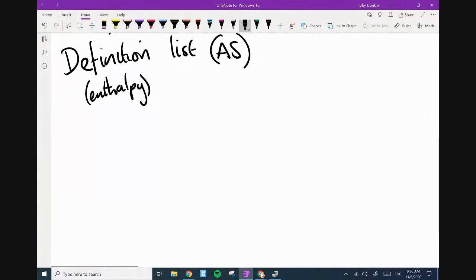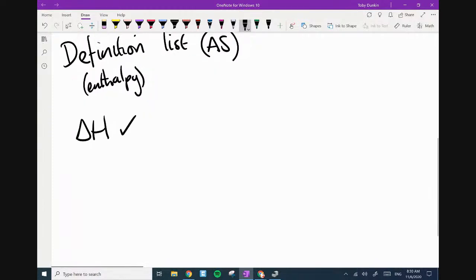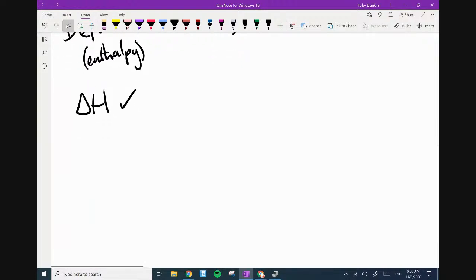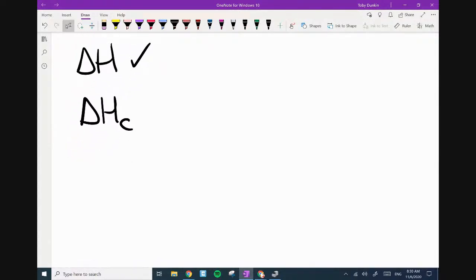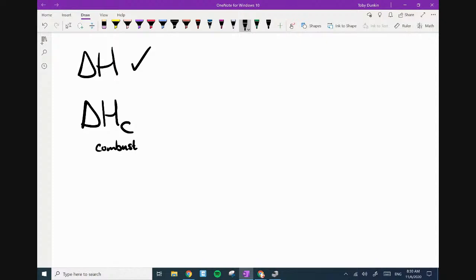So the first one, enthalpy. We've now got this one. Delta H, check. Heat energy change under constant pressure. Second, number 2, delta HC. So what does the C stand for? The C stands for combustion. So I'm just going to put underneath that, the C stands for combustion. So we are now specifically targeting chemical reactions that involve combustion. So the reaction with oxygen, and then we're going to make CO2 and water as a byproduct.